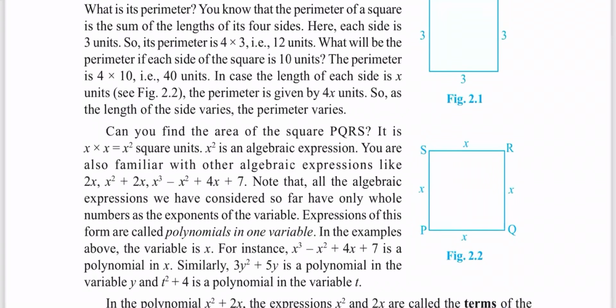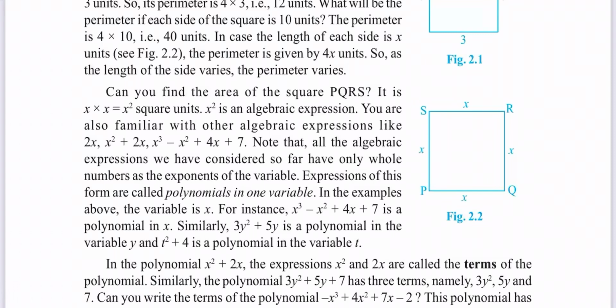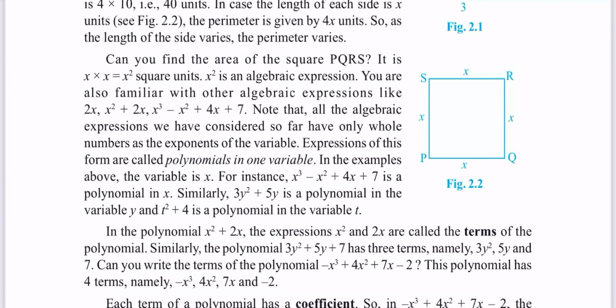Note that all the algebraic expressions we have considered so far have only whole numbers as the exponents of the variables. Expressions of this form are called polynomials in one variable. In the examples above, the variable is x. For instance, x³ − x² + 4x + 7 is a polynomial in x. Similarly, 3y² + 5y is a polynomial in the variable y, and t² + 4 is a polynomial in the variable t.